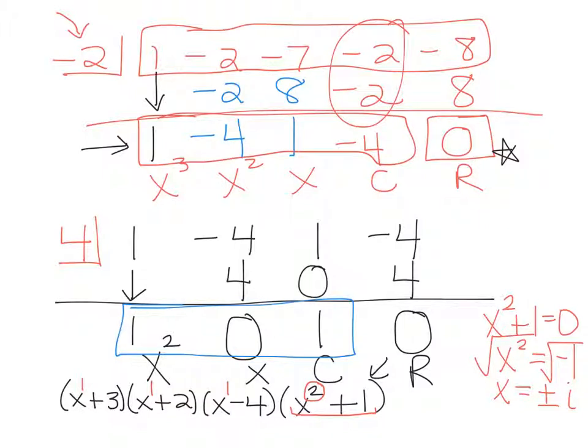When we graphed it, we only saw 3 zeros on the graph. So we had 3 real zeros at negative 3, negative 2, and 4. And the other two zeros for this polynomial are imaginary, so we won't see those on the graph of the function.